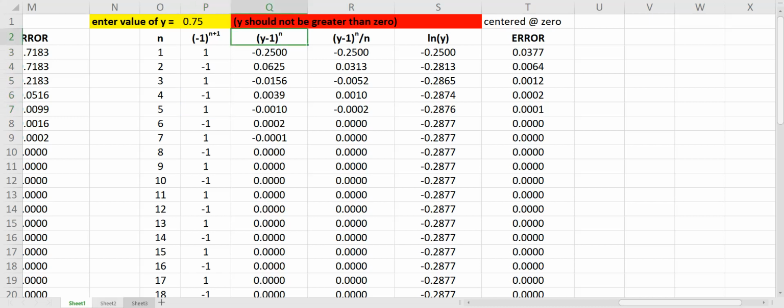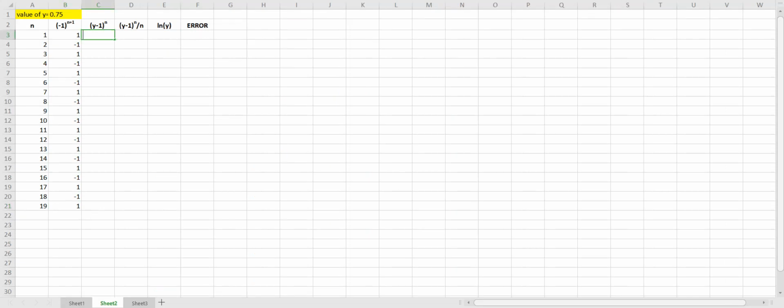Now in the third column, we'll have another exponent of n and the base of y minus 1.